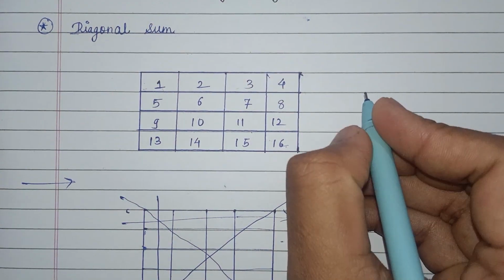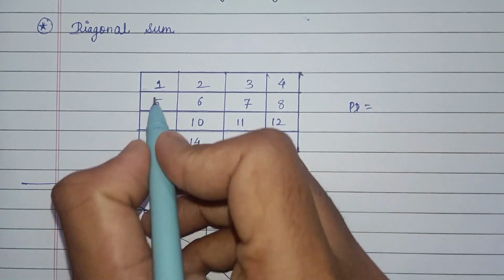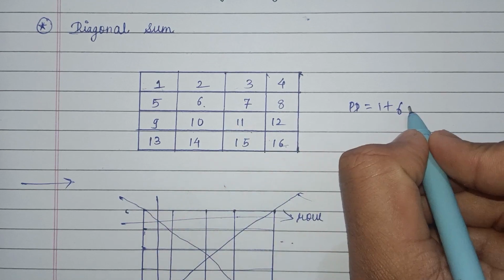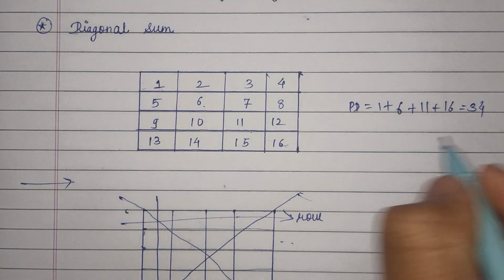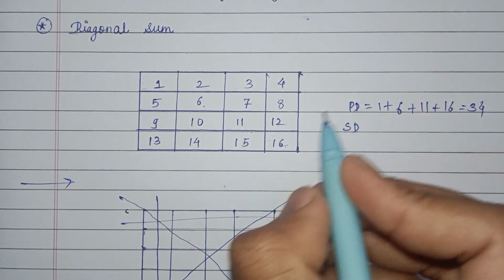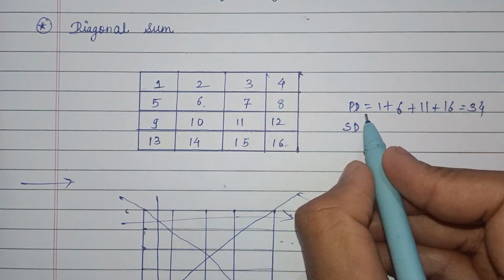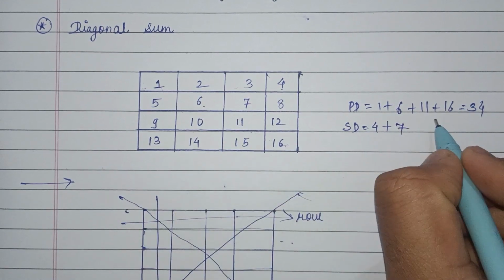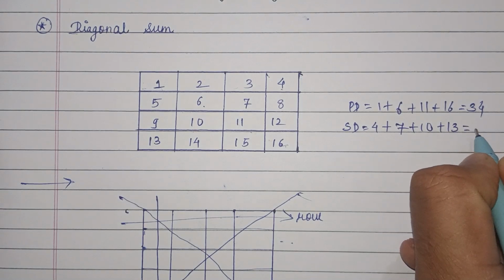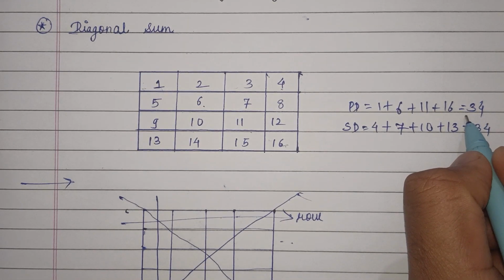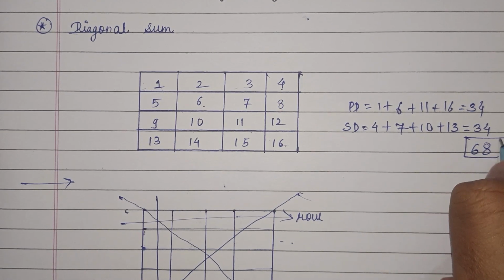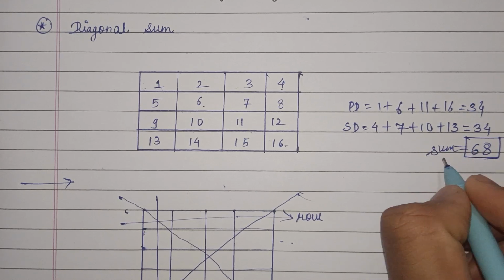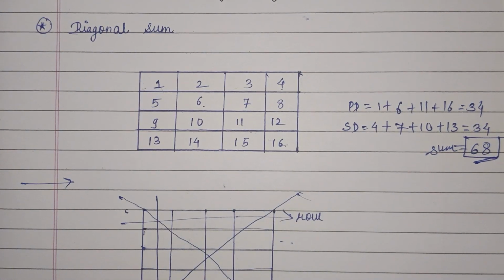So let's see what will be the sum of our primary diagonal. 1 plus 6 plus 11 plus 16, so its sum will be 34. Then the secondary diagonal sum, it starts from here: 4 plus 7 plus 10 plus 13. So its sum will be 34. So we have to add the primary sum and secondary sum, so it will be 68. Our output should be equal to 68. This way we have to calculate our diagonal sum.